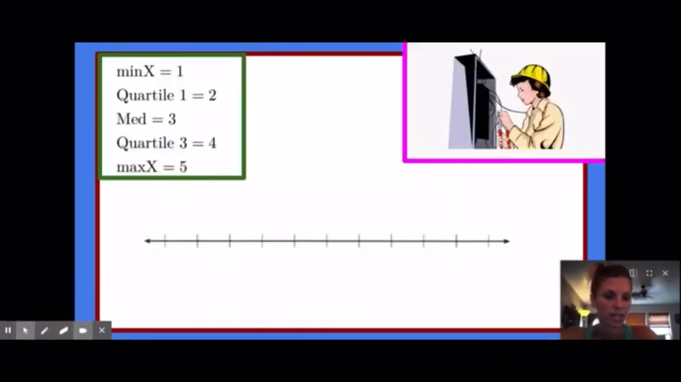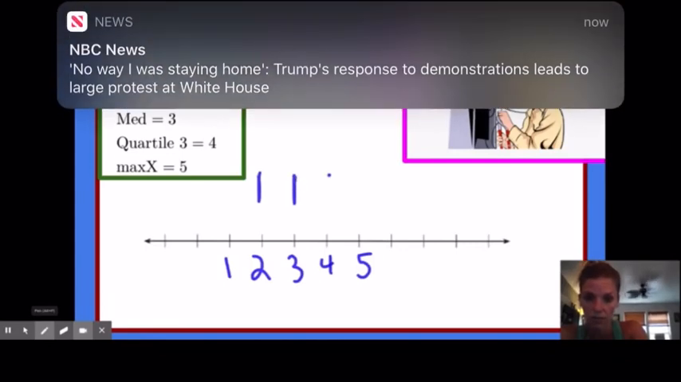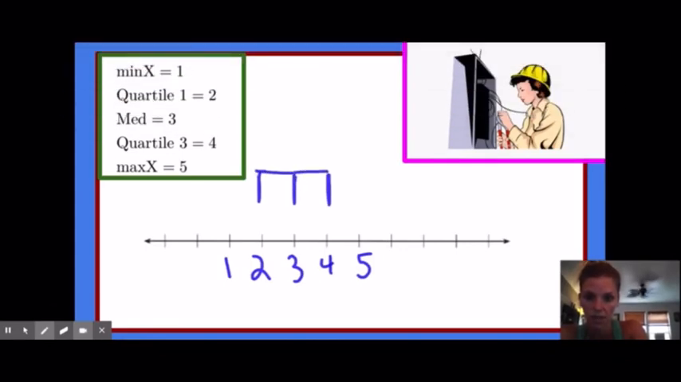And I transferred the answers over. There's a blank number line. Our smallest number is 1, our biggest is 5. So 1, 2, 3, 4, and 5. Quartile 1, let's do that first. That's at a 2. The median is a 3. Quartile 3 is at a 4. So there's your box, and the whiskers are at 1 and 5. Done. There's your box and whisker plot.